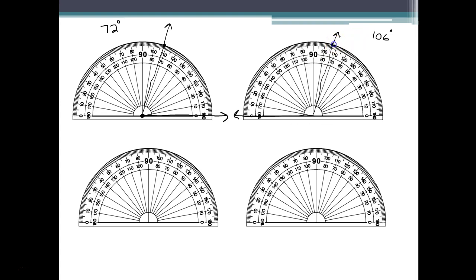So 106 goes right there. You can either use the protractor to help you draw angles, or you can use it to measure angles. Just make sure that your vertex is lined up down here at this little middle part, or usually there's a little hole cut out in a plastic protractor. Make sure your initial side is lined up with 0, in either direction, and then your terminal side is the other side, where you're going to have it marked at the degree measure.